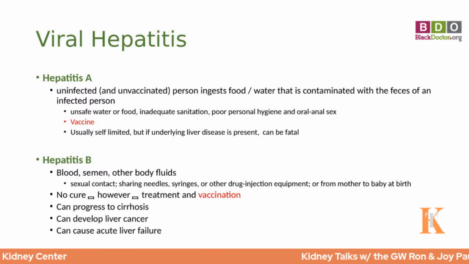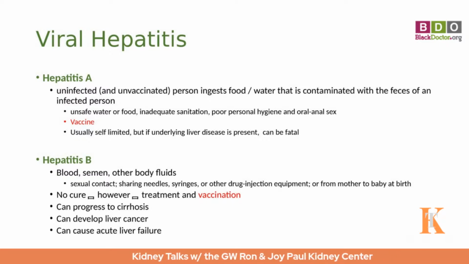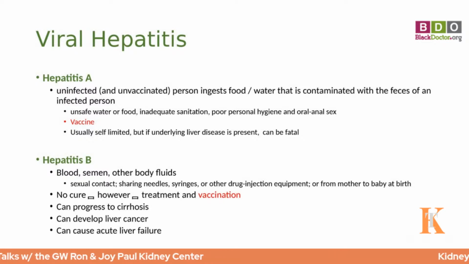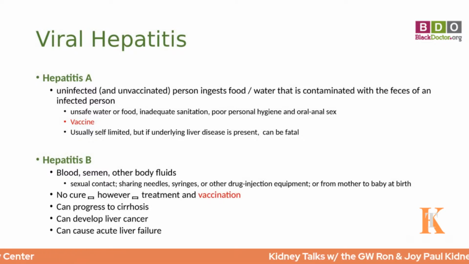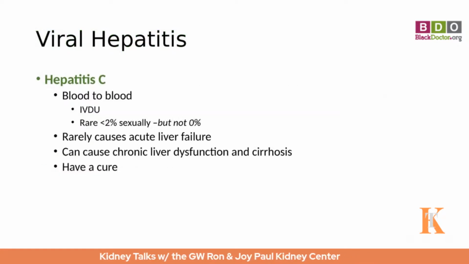Now, hepatitis B can progress to cirrhosis. Patients can develop liver cancer even without cirrhosis. And in the acute setting, when someone first gets it, it can cause acute liver failure, or a flare of it years down the line can cause acute liver failure, often needing a liver transplantation as well.